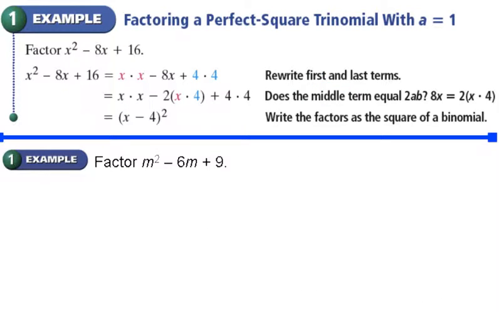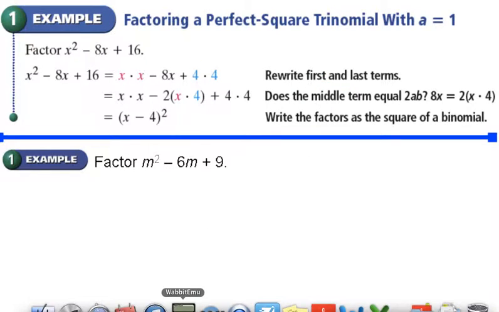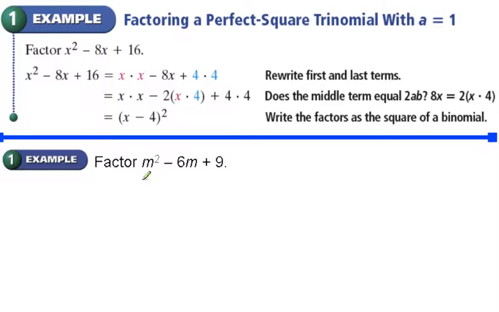All right, example 1, factoring a perfect square trinomial when a is 1. The first thing you want to do is look at your first term. Is that a perfect square? It sure is, because that would be m times m. And then 9 is also a perfect square, that would be 3 times 3. Multiply those two together, you get 3m. Multiply that by 2 because you have to double it. That's 6m. Does that match what we have there? Yep. And we know it's going to be minus. So this would be (m minus 3) quantity squared.